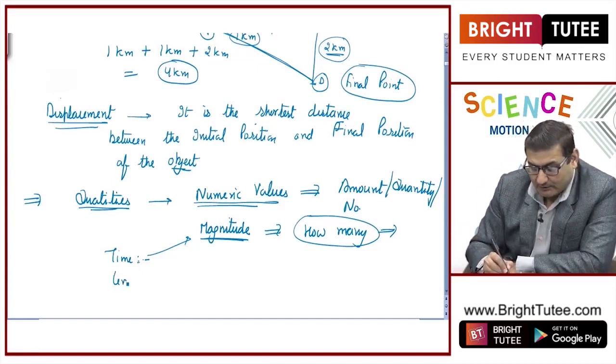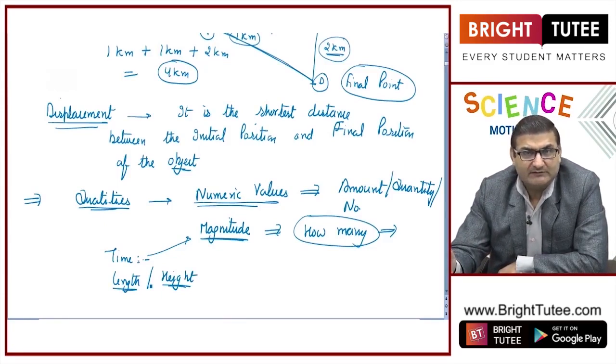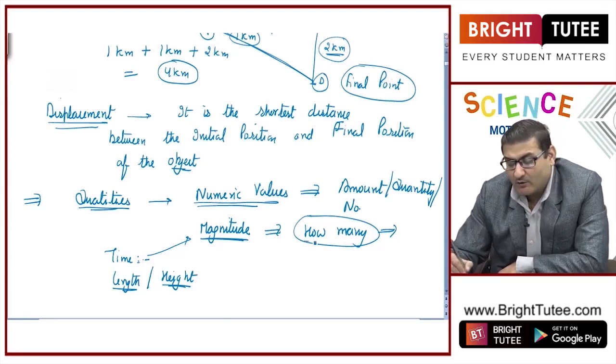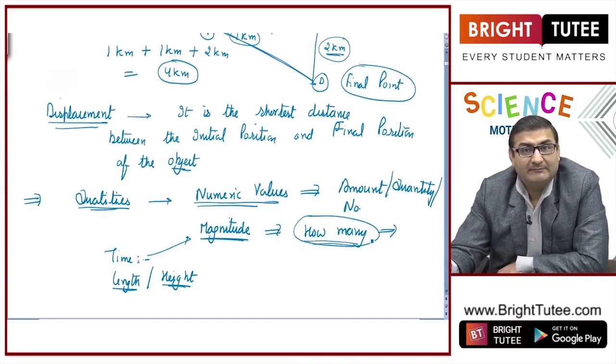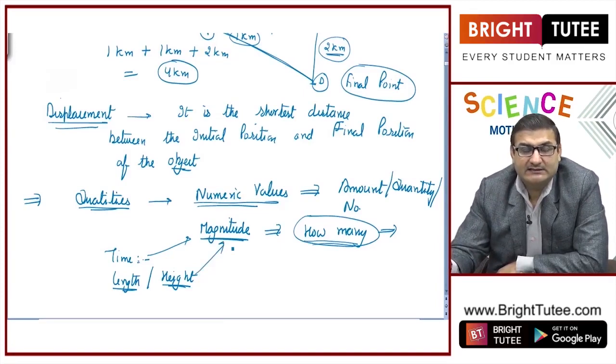Similarly, when I talk about length or height of anything, maybe the length of a road, the length of the floor, the length of the wall, or the height of the wall, or the height of a person, or the height of a building. Whenever I am talking about length and height, once again I will ask how many meters long, or how many kilometers long, or how many meters high. So once again, length and height have the same thing, that is the magnitude.